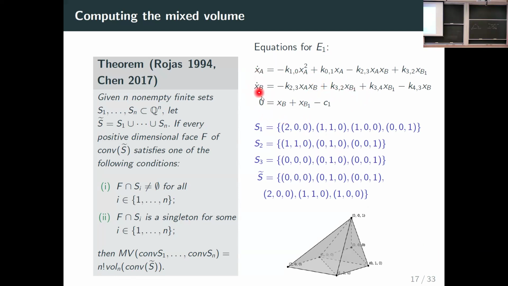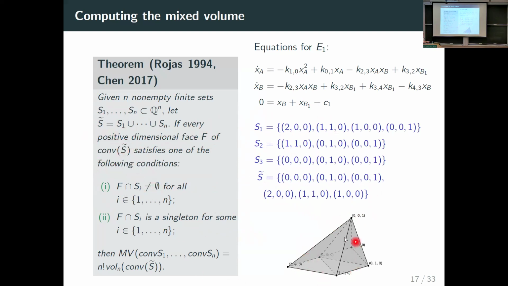I'm just looking at this first case. I can think of S1, S2, S3 as the exponent vectors for each of those polynomials that I have there. Then this condition says, throw everything into one set here, and then check each of these conditions. I'm going to go through each of the faces that I get from the convex hull of S tilde, which is everything.